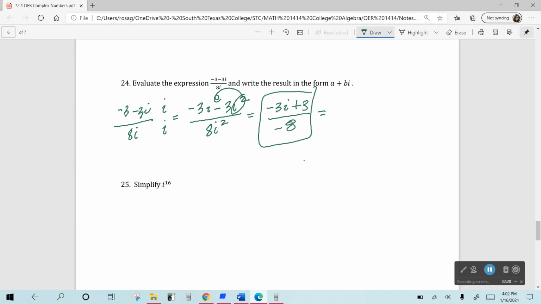Well, I will leave it like that. Oh, they want it separated. So since they want it separated, you do have to separate the 3 over 8I. And then 3 over negative 8 like that. So this is a positive. Now the number with the I is your B. The number with no I is your A.